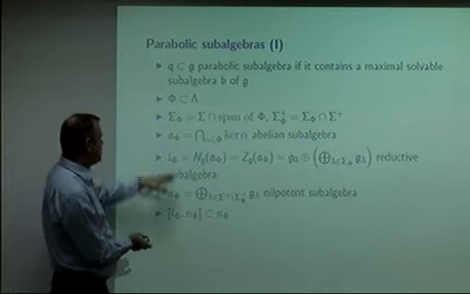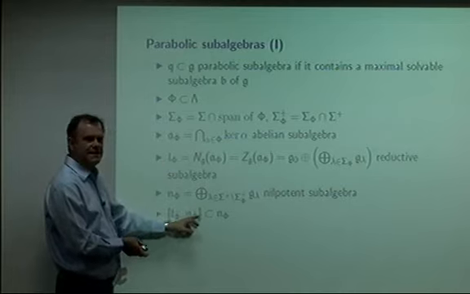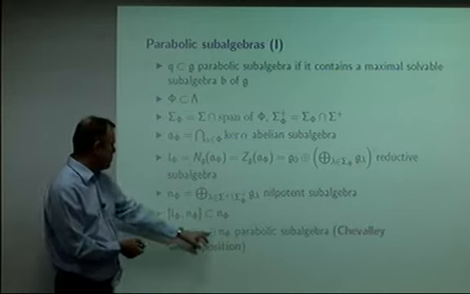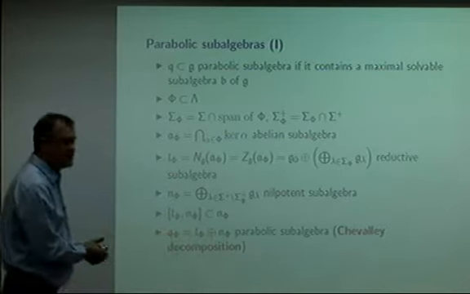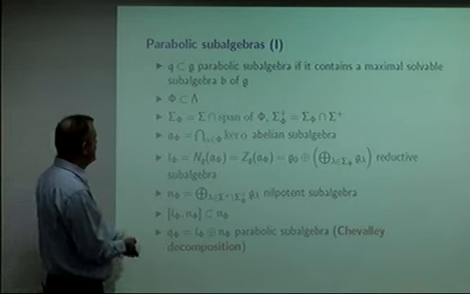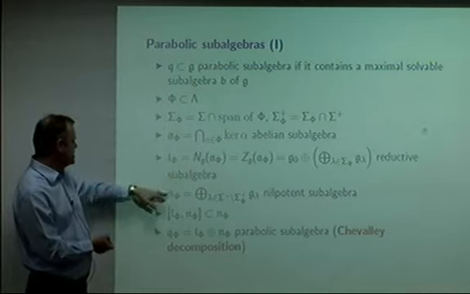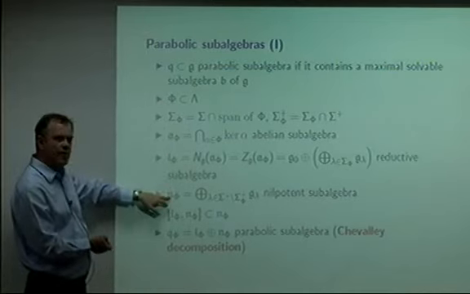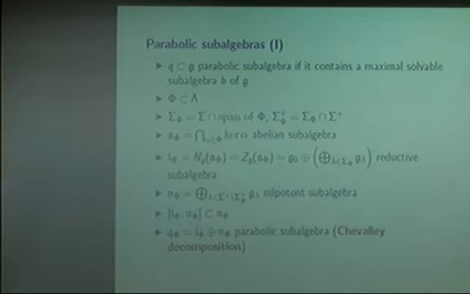And then one can show, this is a property of the root spaces, that L phi normalizes n phi. So when we take the sum, it is again a subalgebra, and this is a parabolic subalgebra. This is known as the Chevalley decomposition of the algebra. So to summarize, we have this set of simple roots. We choose an arbitrary subset. This determines, in quite a natural way, a reductive algebra and a nilpotent algebra. We take the sum. This gives a parabolic subalgebra.